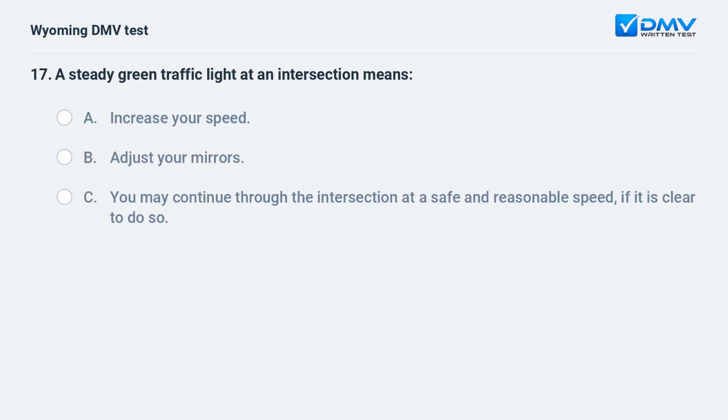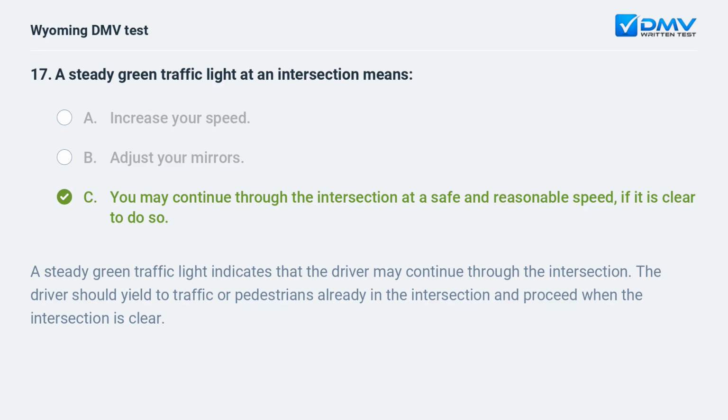A steady green traffic light at an intersection means A. Increase your speed. B. Adjust your mirrors. C. You may continue through the intersection at a safe and reasonable speed, if it is clear to do so.